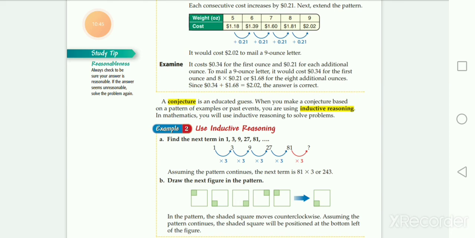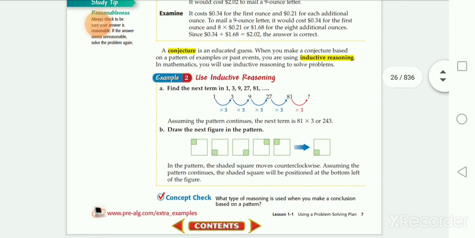Use inductive reasoning. Find the next term in 1, 3, 9, 27, 81. Every time, what do I do? It's based on a pattern of examples. Every time I multiply by 3. So assuming the pattern continues, the next term is 81 times 3, which gives me 243.